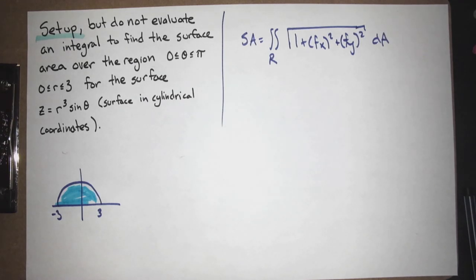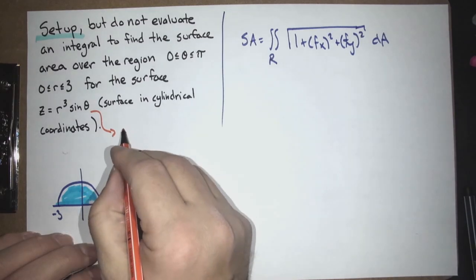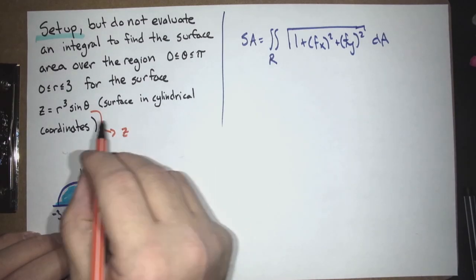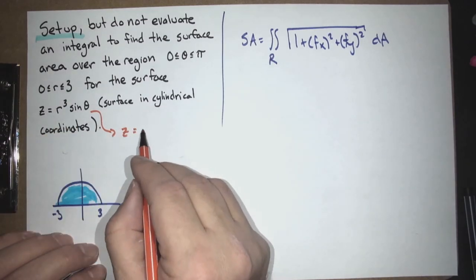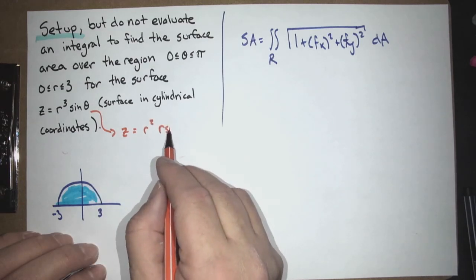So, what can we do? Yeah, we have to change it. Unfortunately, the surface area formula is in terms of Cartesian coordinates. So we have to change the problem. So let's start thinking about r cubed sine theta. Well, let's break that off: r squared times r sine theta.